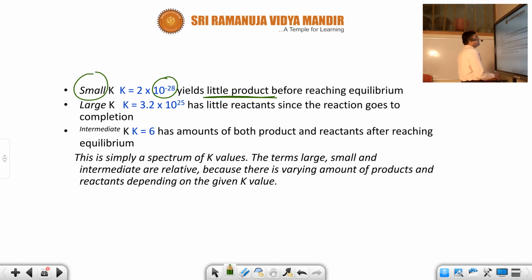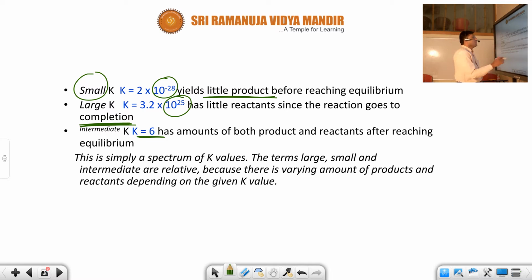Students, if you take, for example, a K value in the order of 10 power 25, naturally the reaction proceeds to completion. That means products are favored, products are formed. If you take an intermediate value, naturally some amount of products and some amount of reactants will be there. So the reaction is half baked or partially completed.